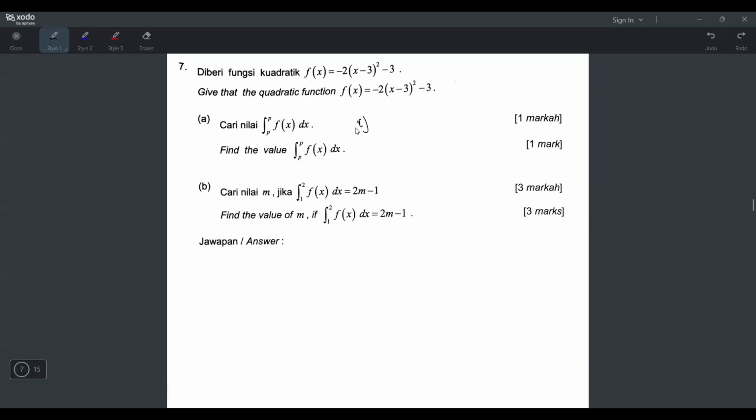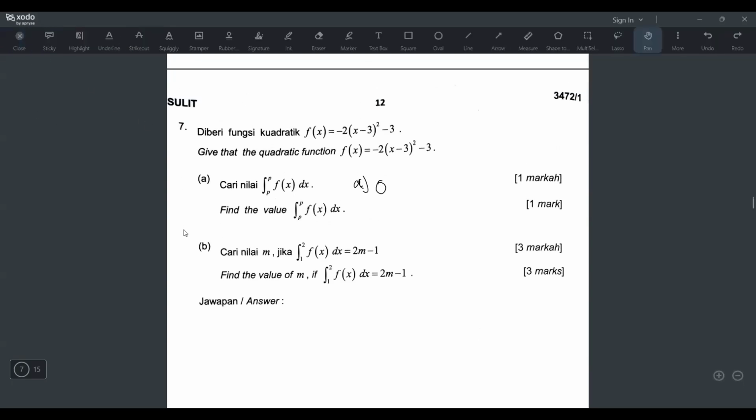So the answer for A is 0. Because if they integrate this number and this number the same, automatically the answer will be 0. It doesn't matter what's inside here. When the limit here is the same, atas bawah nombor sama, it will be 0.